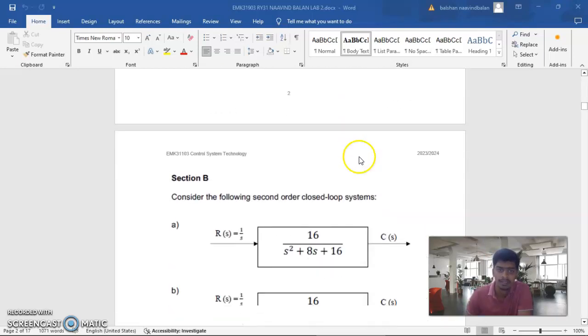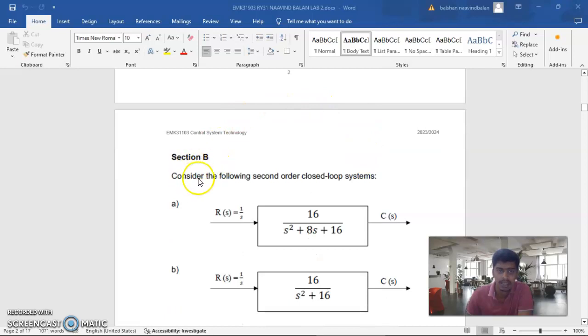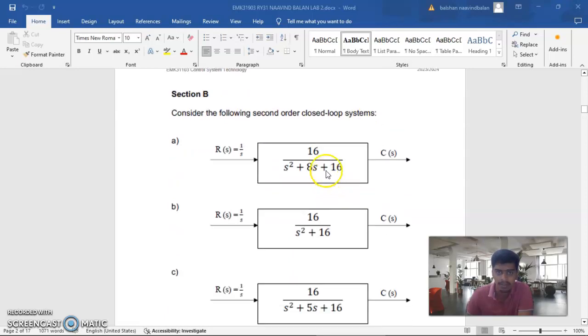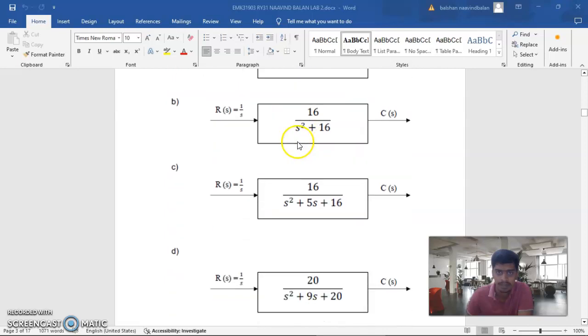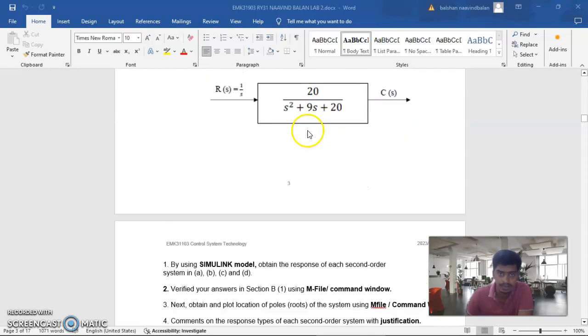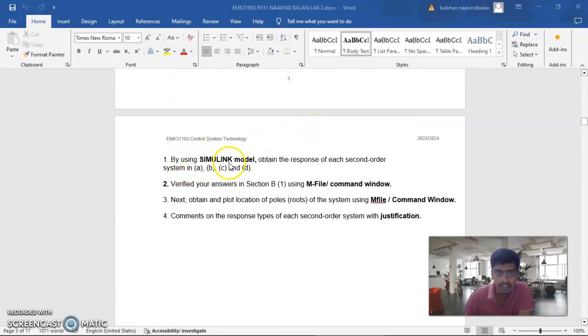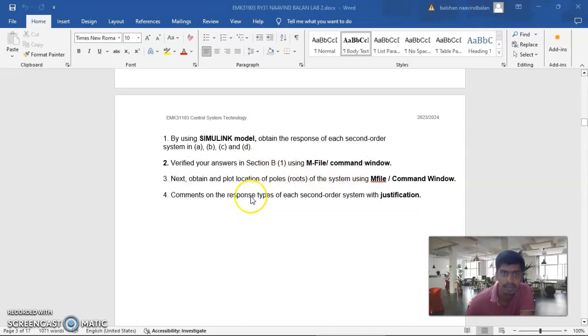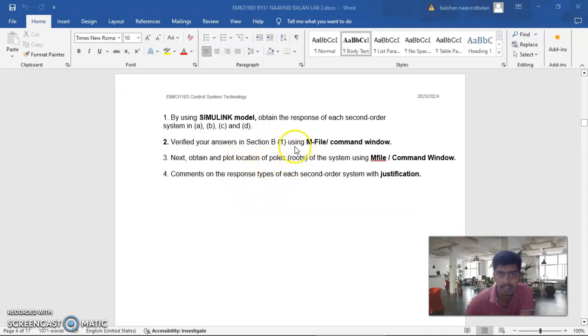From the beginning, for section B, consider the following second order closed loop systems. These are the questions. Using the simulation model, obtain the response for each second order system A, B, C, D and verify the answer in section B using the M file or command window. Next, plot the locations of the roots of the system using the M file or command window. Then comment on the response type of each second order system.